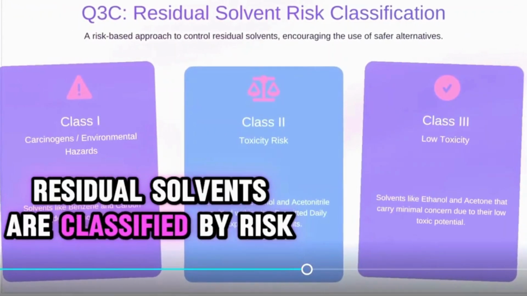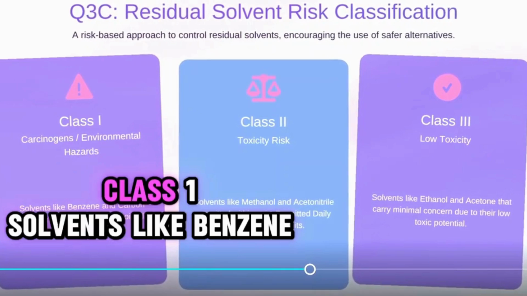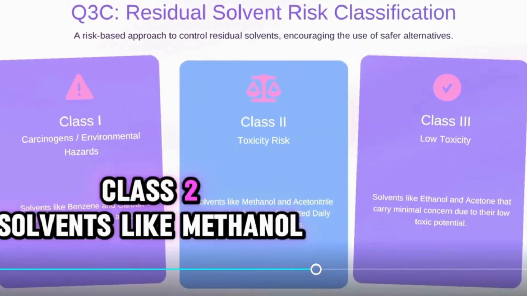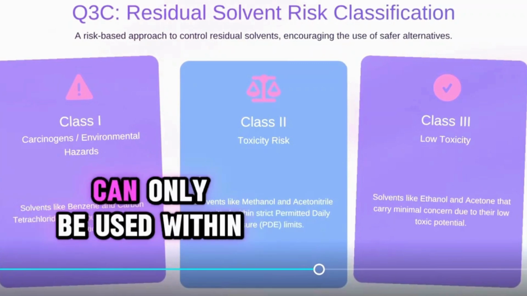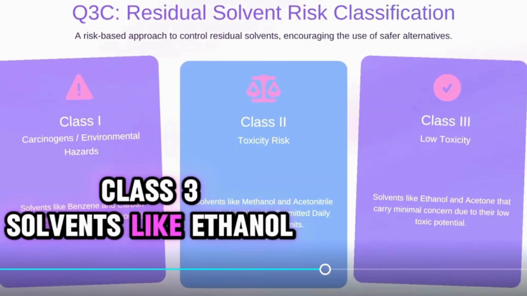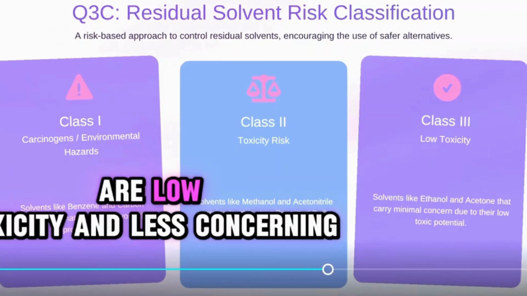Residual solvents are classified by risk. Class 1 solvents, like benzene, are to be avoided. Class 2 solvents, like methanol, can only be used within strict limits. Class 3 solvents, like ethanol and acetone, are low toxicity and less concerning.